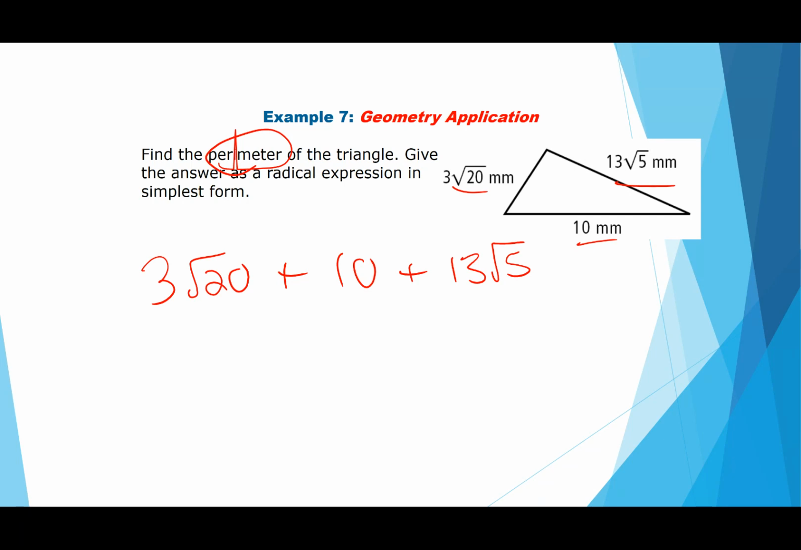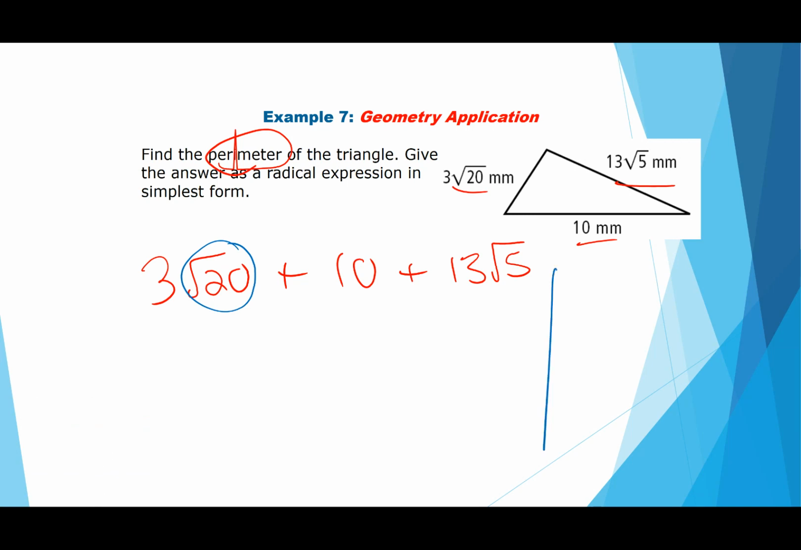All we have to do is add these up. Now, again, we're not going to type this in the calculator. The calculator is not going to help us. It'll just give us a decimal, and that's not what we're looking for. So let's just combine like radical terms. Given what I've just written down, there are no like radical terms, but we have to make sure each term is simplified first. So I know there's nothing I can do with the 10, but the 3 square root of 20, that square root of 20 can definitely be simplified, right?